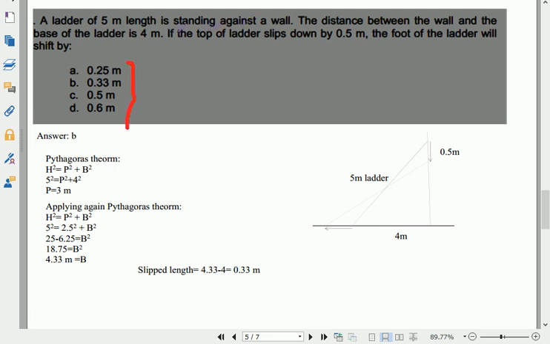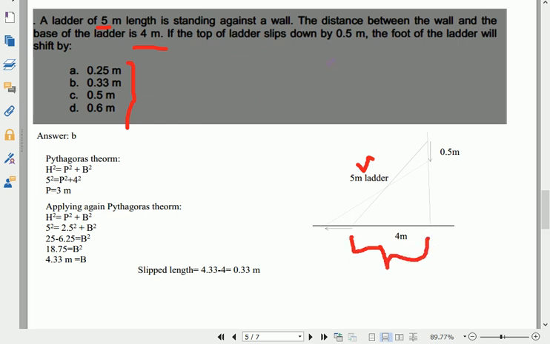So let us see the question once again. Ladder is 5 meter in length. So here we have a ladder of 5 meter length and it is standing against this wall. The distance between the wall and the base of the ladder is 4 meter. So here this is the 4 meter, the distance between the foot of the ladder and the wall.